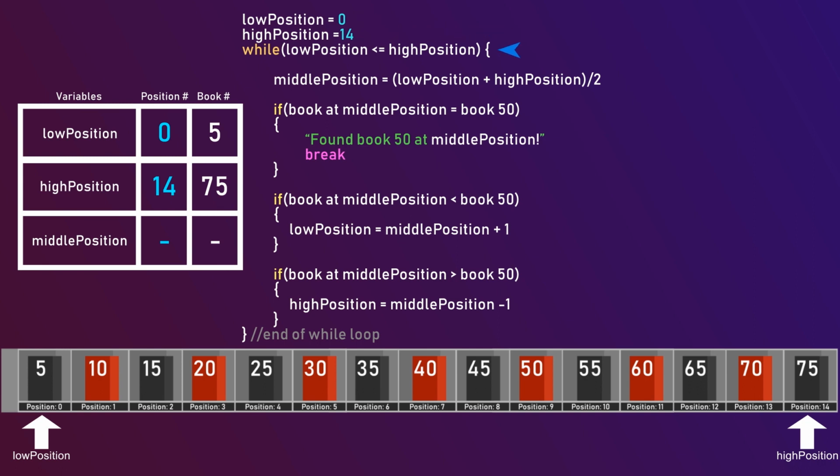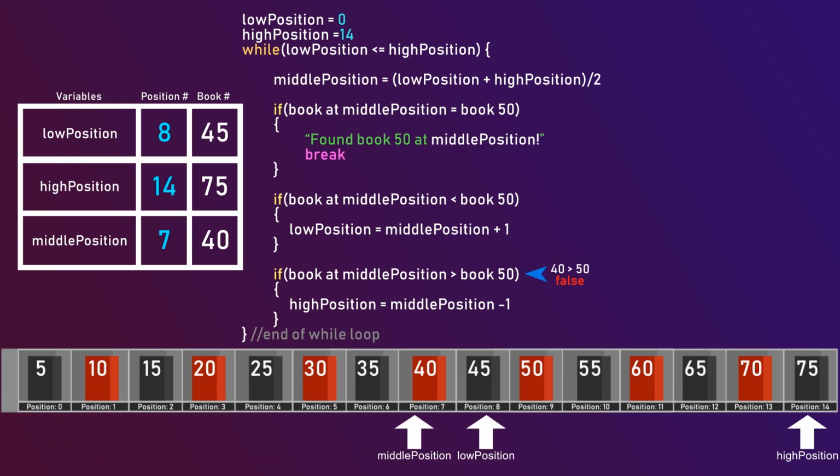Starting from the top, we set our low position variable to 0 and our high position variable to 14. Our low position variable is less than or equal to our high position variable, so we'll go inside of the loop. We now have a middle position variable here with some math on the right to calculate the middle of our bookshelf. Our middle position is now equal to 7, so let's head on over to our first if statement. The book at the middle isn't book 50, so we'll go on to the next if statement. The book at the middle does have a lower number than the book we're looking for, so we'll go inside. Again, we have some math on the right that will set our low position variable to 8.